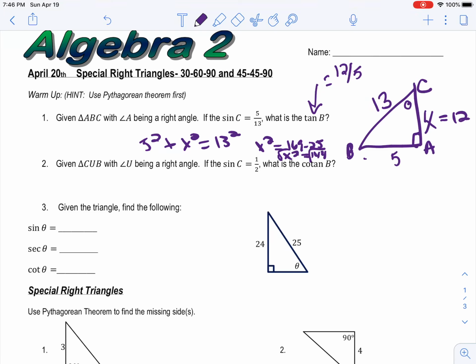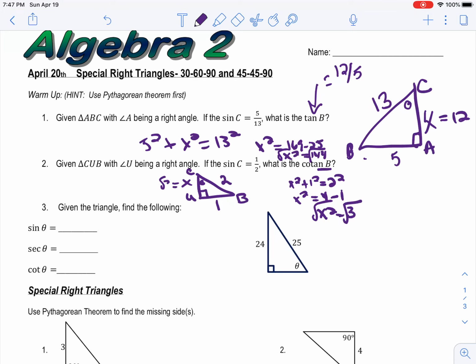All right, the next one. Given triangle CUB, U being the right angle. So I'm going to go CUB. If sine of C, so again, starting up here, is 1/2, so opposite over hypotenuse, what's the cotangent of B? So I need this piece over here. So I have x squared plus 1 squared equals 2 squared. x squared equals 4 minus 1, because 1 squared. So x squared equals 3. We get square root of 3. So we're going to leave this one as square root of 3.